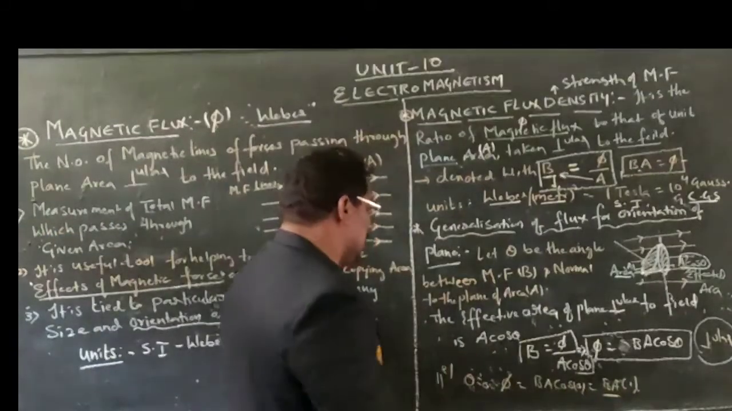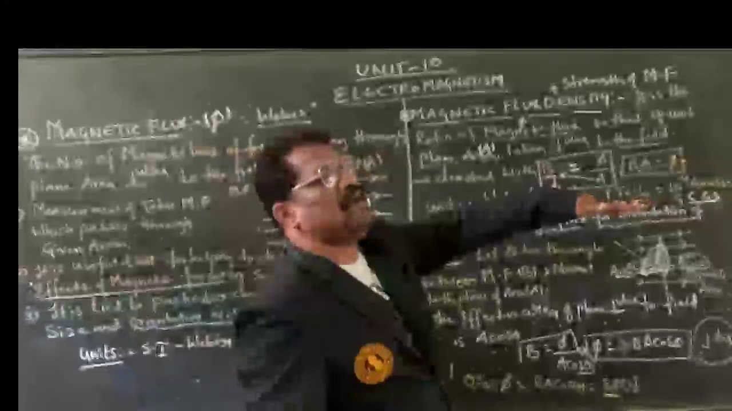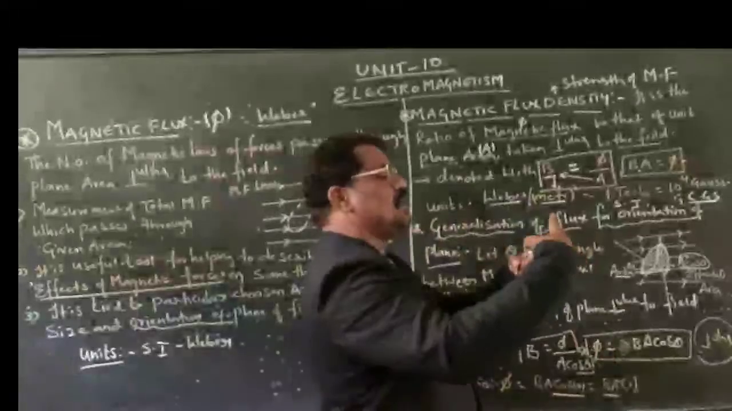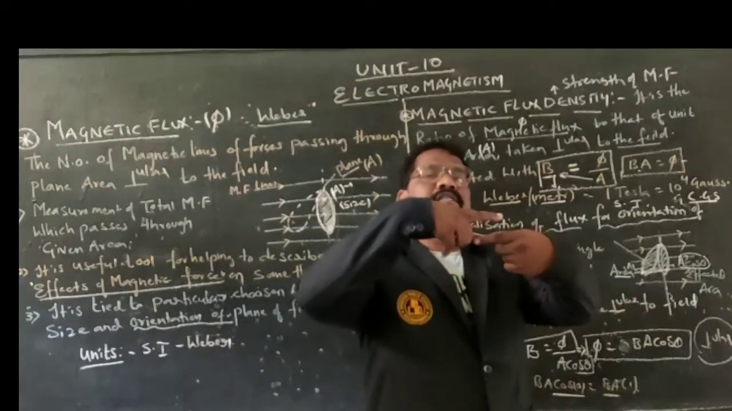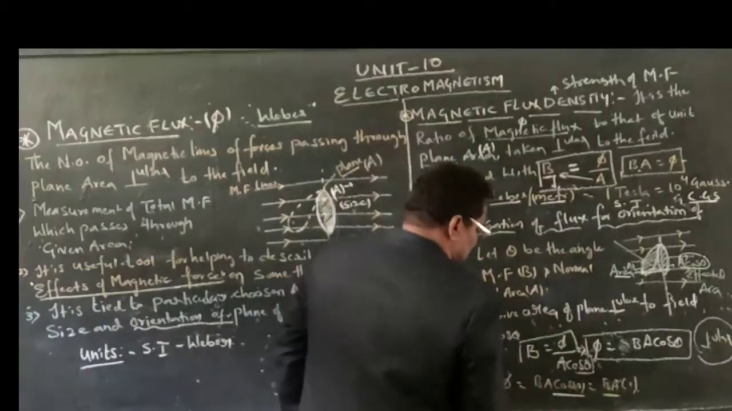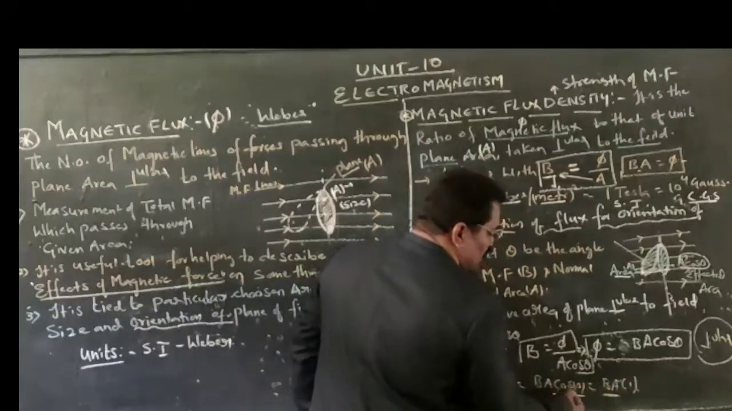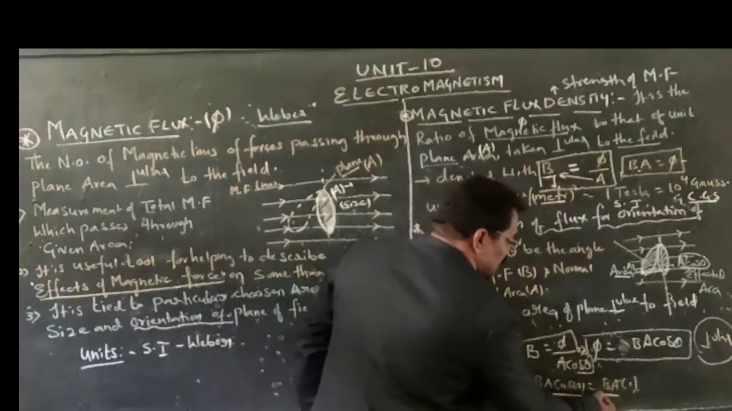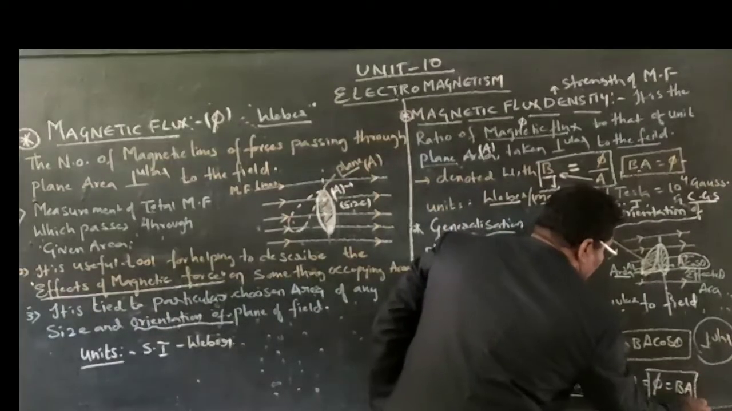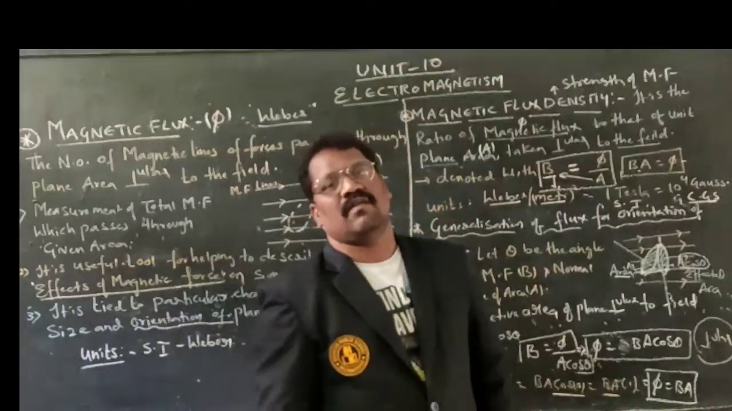If it is existing in a parallel way, exactly parallel to the magnetic lines of force, what happens at that time? Theta will be equal to 0. When both lines are parallel to each other, can the angle between them be a certain value? No, it will be equal to 0. Therefore, theta is equal to 0 means phi is equal to BA cos 0. Cos 0 is equal to how much? 1. Therefore, phi is equal to BA, same as magnetic flux.